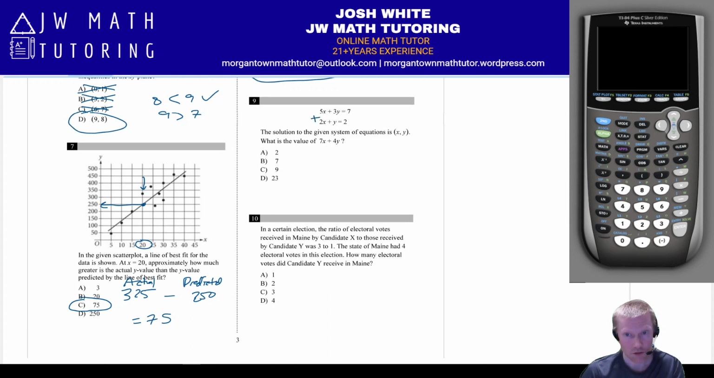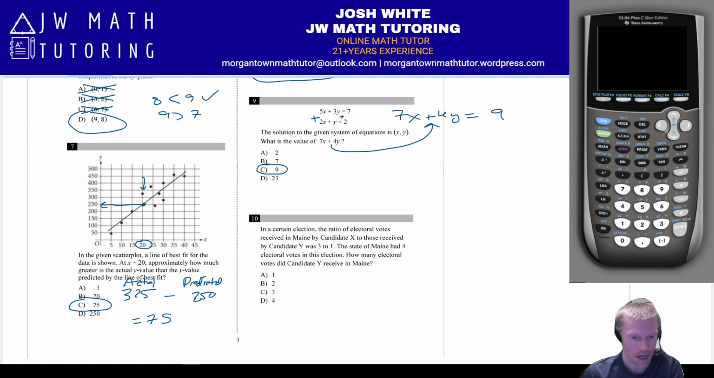So if you notice here, if you add these two equations together, 5x plus 2x is 7x. 3y plus y is 4y. 7 plus 2 is 9. So what does 7x plus 4y equal? It equals 9. Correct answer is C.